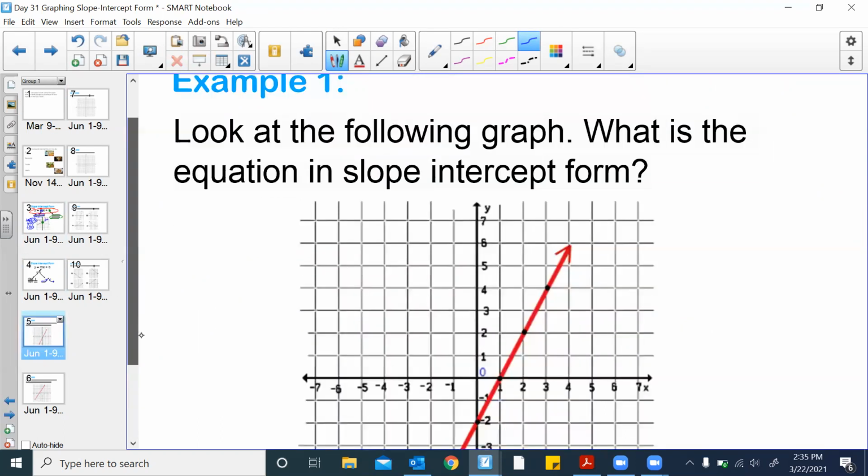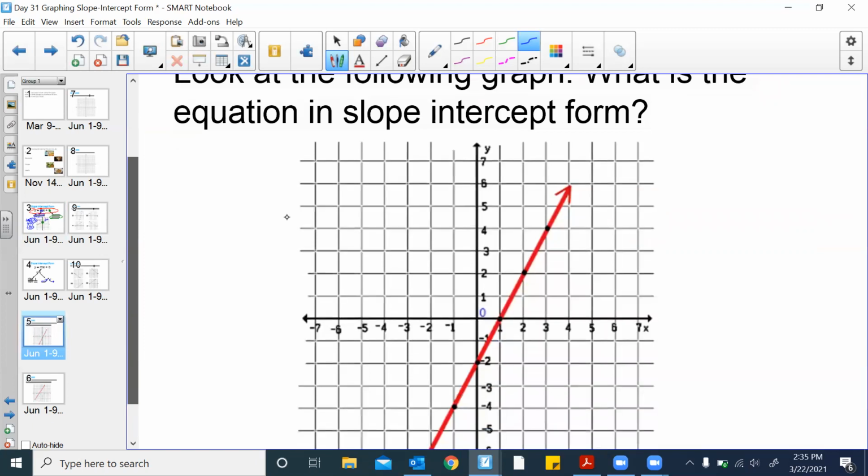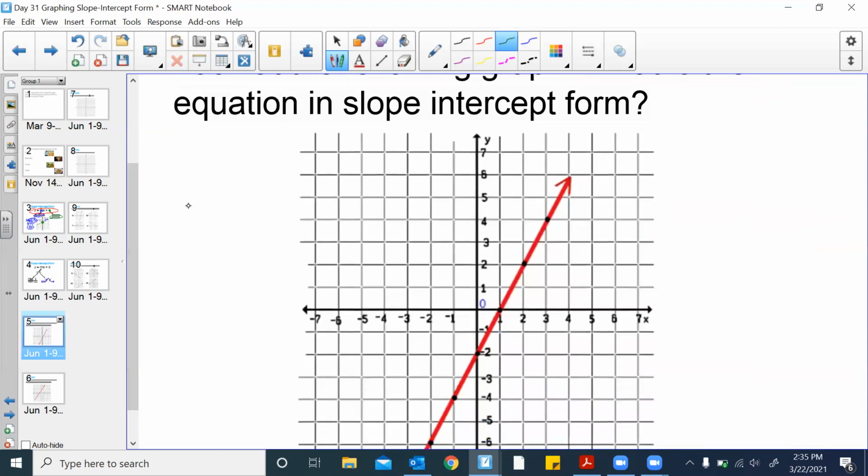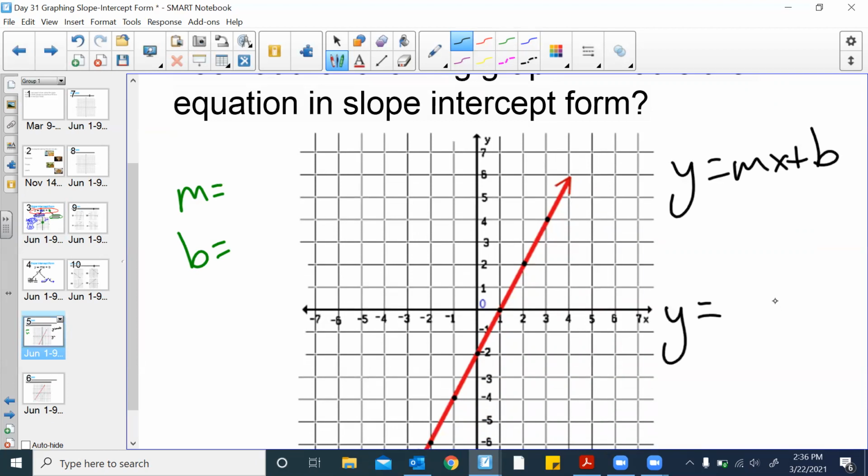All right, so look at the following graph. What's the equation in slope-intercept form? So the questions you should be asking yourself are, what's my M and what's my B? And we have our formula, y equals mx plus b. So to get this answer, we can write a little shell here: y equals, leave our space for M open, put an x, and leave our space for B open.